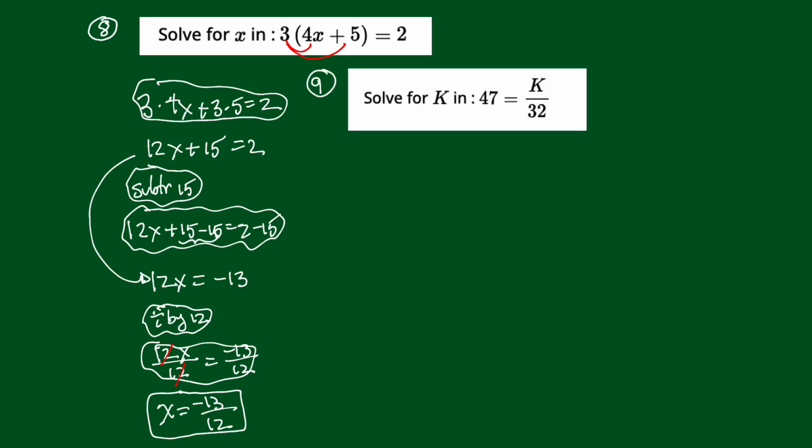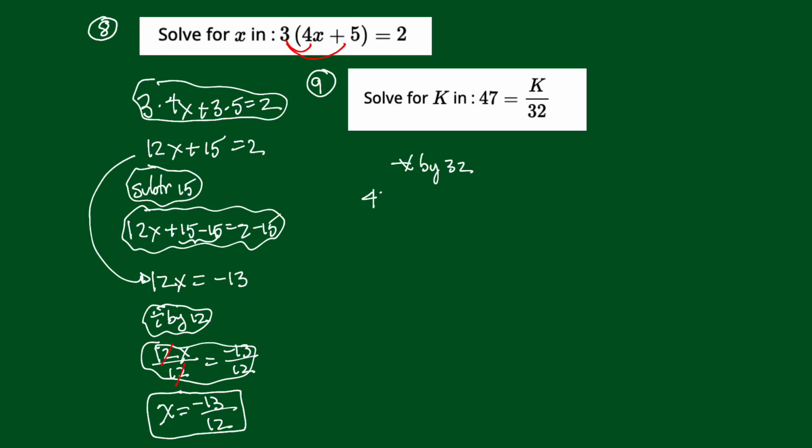Problem 9 asks us to solve for k in this equation here. 47 is equal to k over 32. Now I notice I've got a division, right? K is divided by 32, so I want to undo that division to isolate k. So it's a division, so undo a division with a multiplication. So here's what I'm thinking. I'm going to multiply by 32. Now it'll look like this.